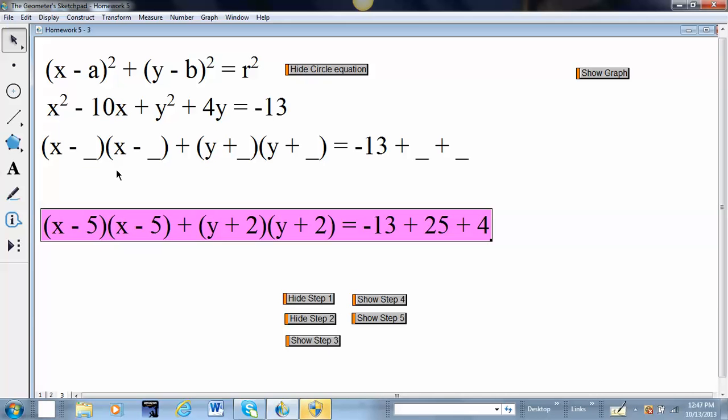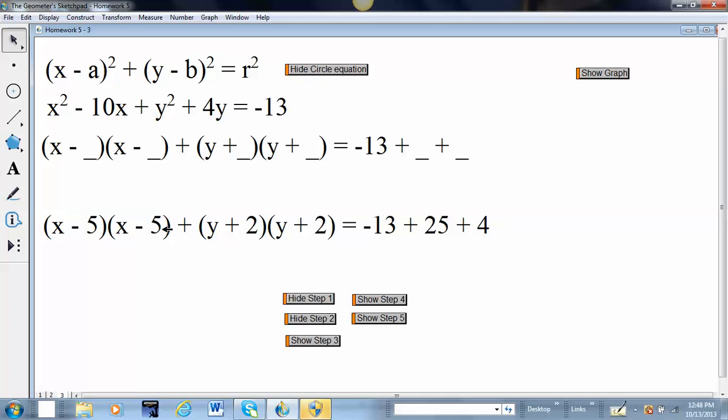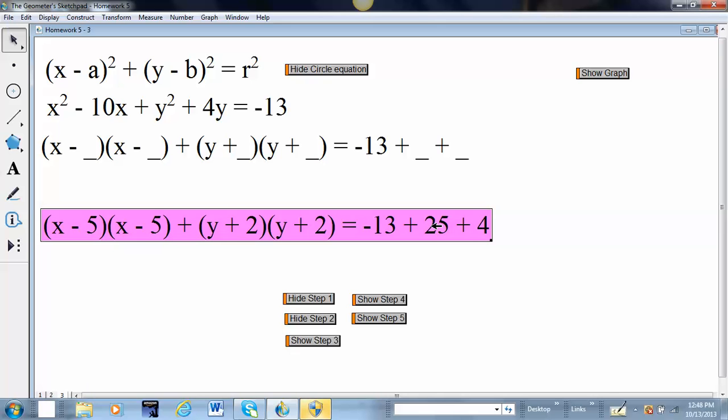So for the negative 10, we're going to divide it by 2 and get 5. So that's going to give us x squared minus 5x minus another 5x. So that'll get us the x squared minus 10x. But we're also going to have negative 5 times negative 5. Well, that is going to be 25. And we can just add the 25 over to the right side.